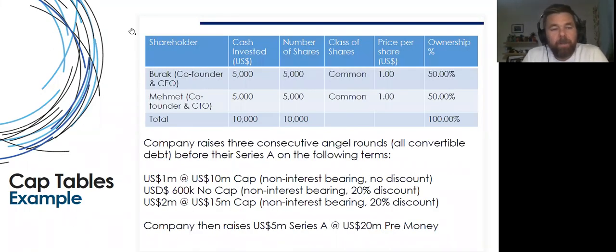This is an example of a startup. Burak, I used your name, and I assumed your co-founder's name is Mehmet. So this is a very young company where you guys have both invested $5,000 each. You've issued 10,000 shares. Each share is worth $1, and you both own 50% of the company's cap table. So both of you have 50% of the issued shares, and all of your shares are obviously common shares.